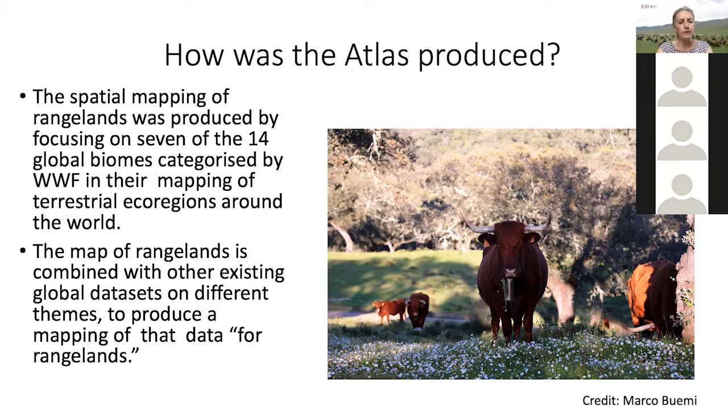So this map, this spatial mapping of the rangelands, was combined with other global data sets. So for example, the global data set on protected areas. Then together we could bring those two data sets together to produce a mapping of that data for rangelands. So could I have the next slide, please?